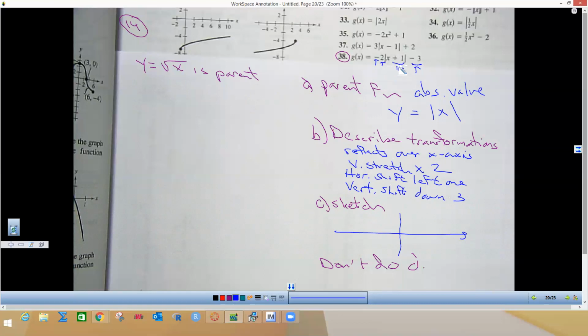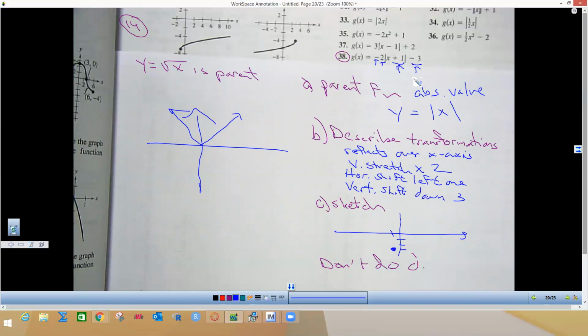And now I'm supposed to sketch this thing. So what I'm going to do here is, first of all, let's look at the original graph. So the original graph of absolute value is of the slope of 1 that way, slope of -1 that way. So my new vertex is going to be 1 left and down 3. So I'm going to go 1 left and go down 1, 2, 3 and put a dot. That's my new vertical shift. Okay, so I can put my vertex right there.